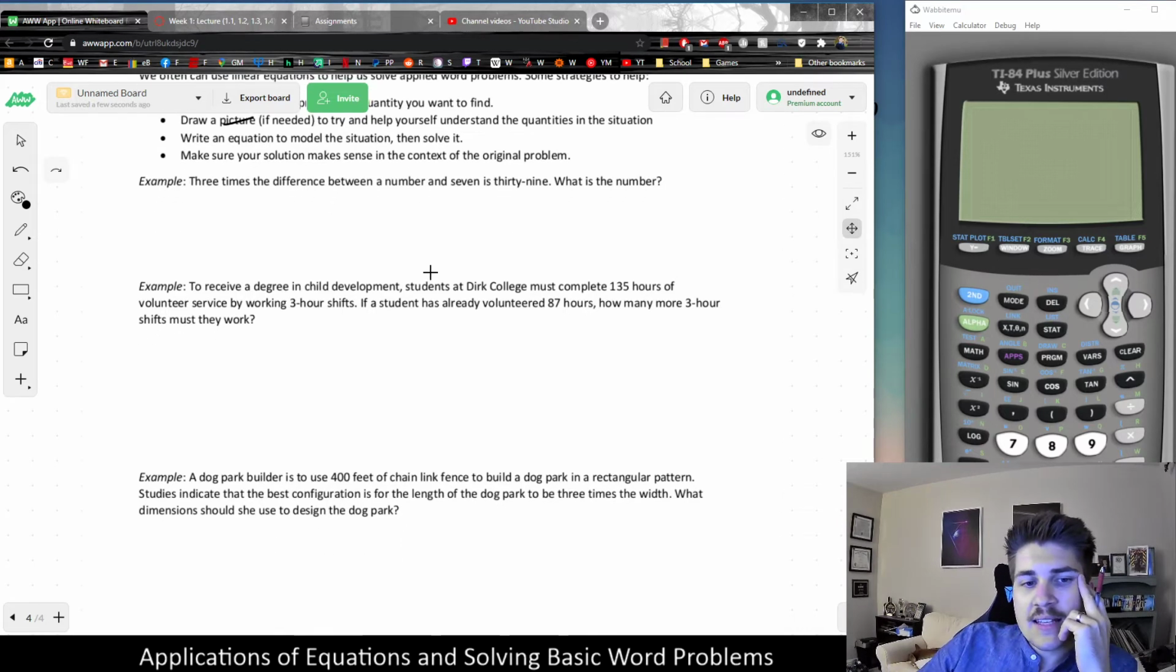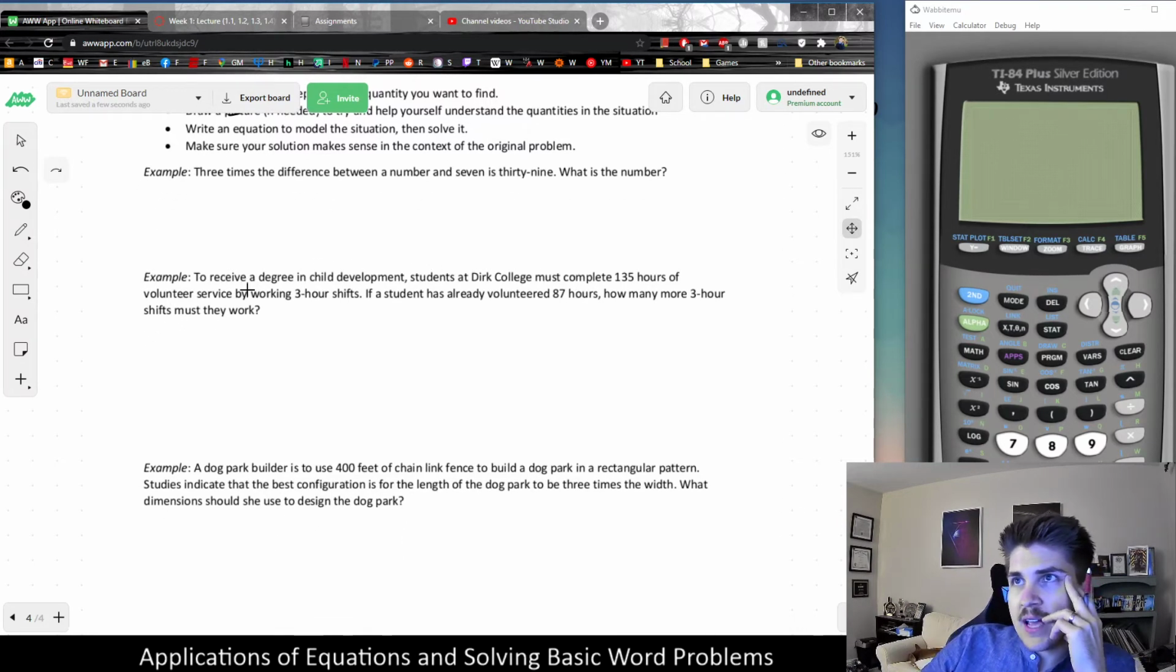So let's look at a sample problem. It says to receive a degree in child development, students at Dirk College must complete 135 hours of volunteer service by working 3-hour shifts. If a student has already volunteered 87 hours, how many more 3-hour shifts must they work?